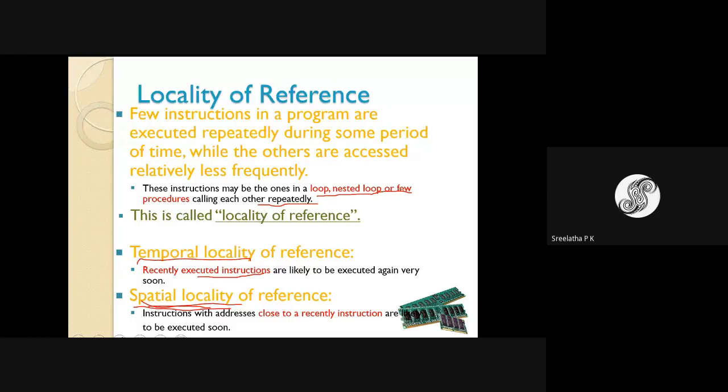Okay. Can anyone tell me what is spatial locality of reference? Spatial means within that space, nearby. What is spatial locality of reference?